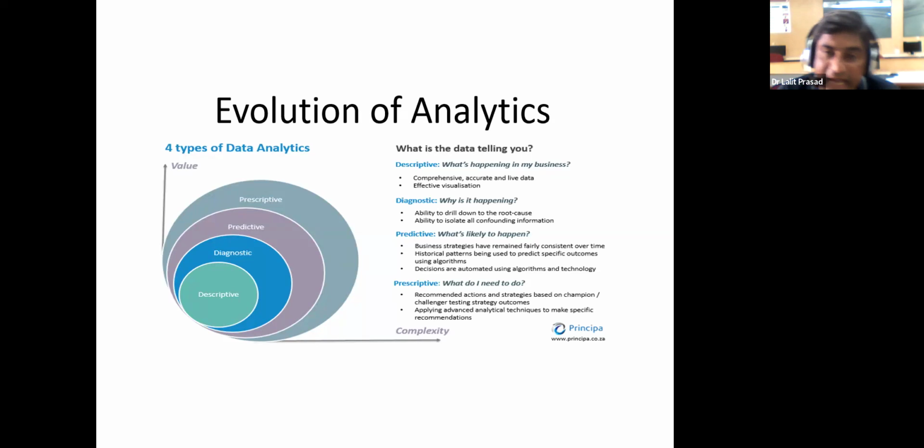Then we are talking about diagnostic analytics. Diagnostic analytics, what is it saying? Why is it happening? It will give you the root cause analysis. Okay. It is the ability to isolate the confounding information. Confounding information means what? Suppose I am trying to find out the relationship between advertisement expenses and sales. But maybe there is an influence of many other things. So you will be able to find out the influence of other confounding variables.